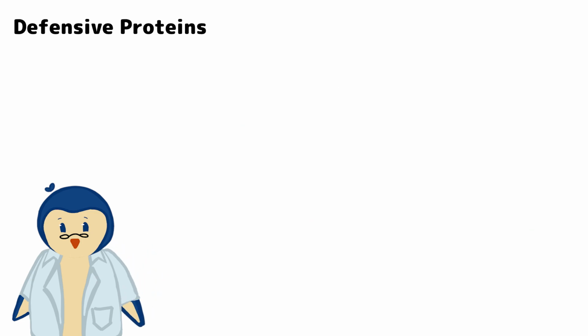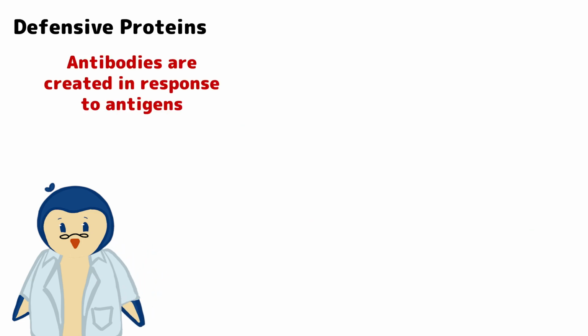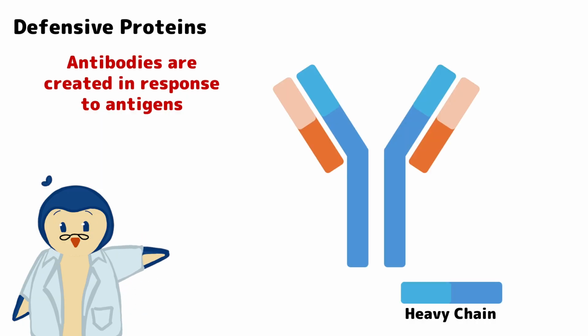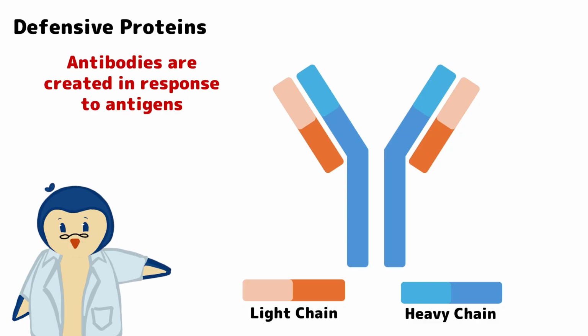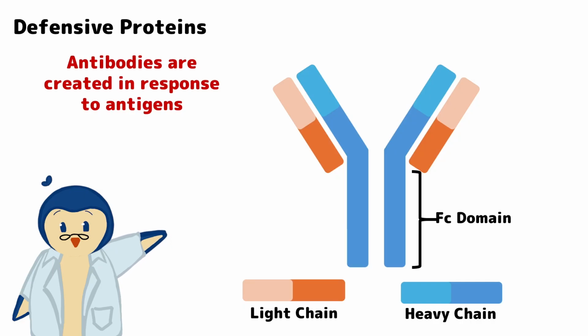And at last we have the defensive proteins. The antibodies are created in response to antigens. One of the kinds of defensive proteins are the antibodies, which consist of 2 heavy chains and 2 light chains. To describe the structure in more detail, we have the Fc domain. This is basically the leg, not a very variable structure. And we also have the Fab domain.